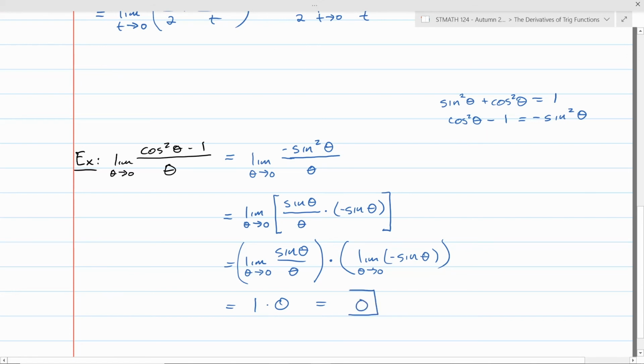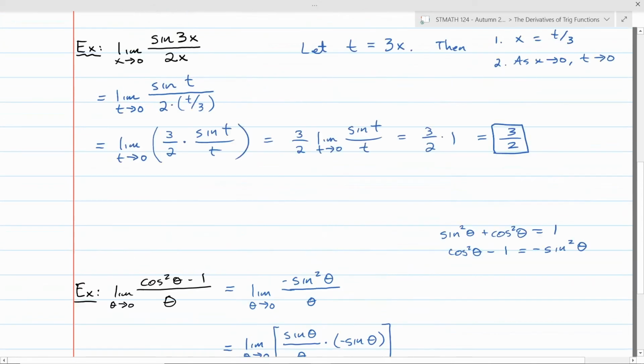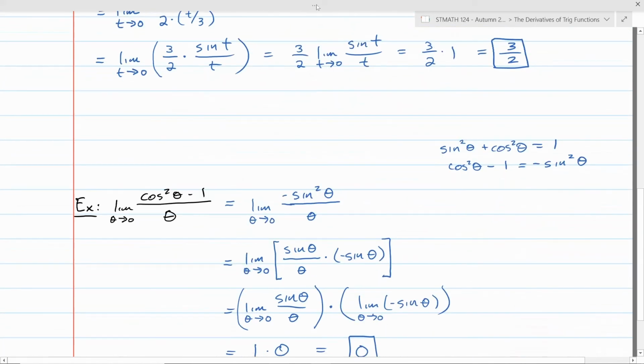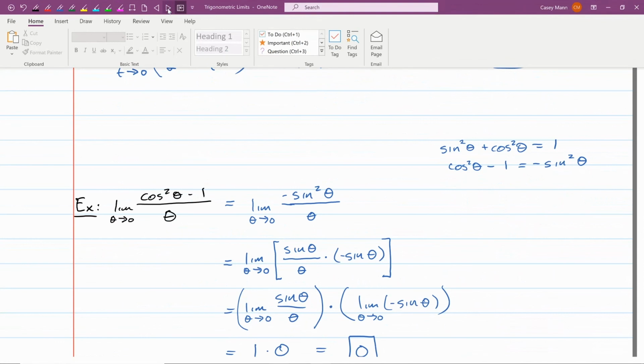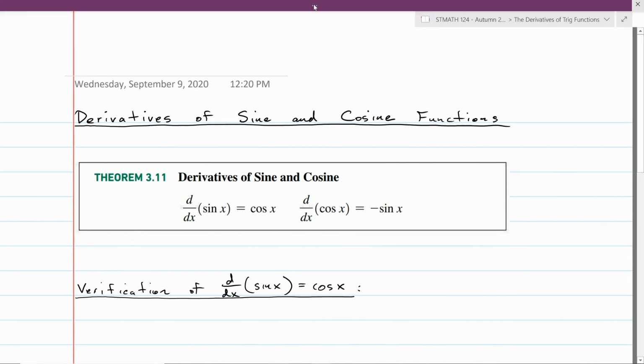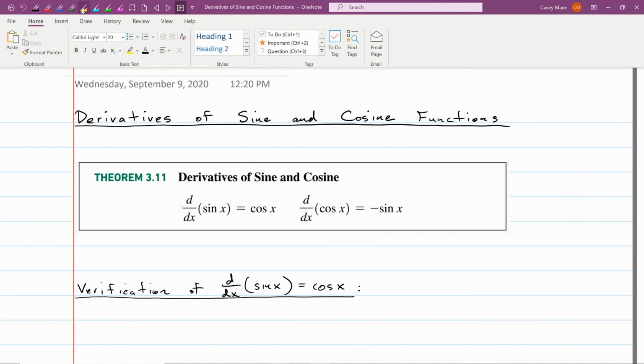So 0 is the final answer. So yeah, we can evaluate a wider variety of trigonometric limits now that we have these fundamental trigonometric identities. And more importantly, possibly, is that we can now calculate the derivatives of the sine and cosine functions. Here are some basic facts that you're going to need to know.